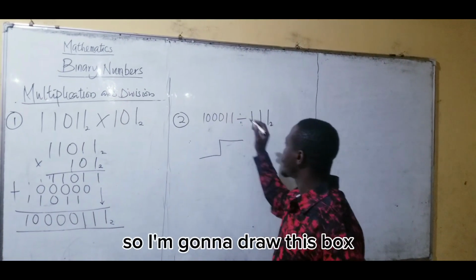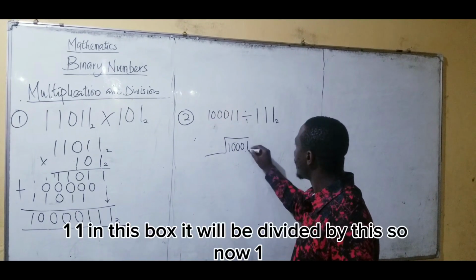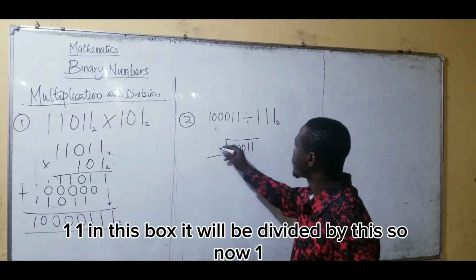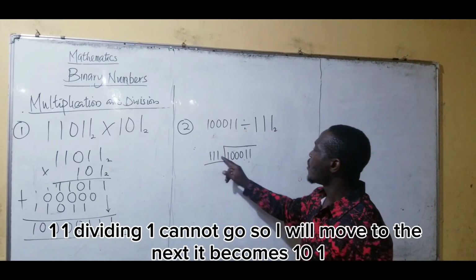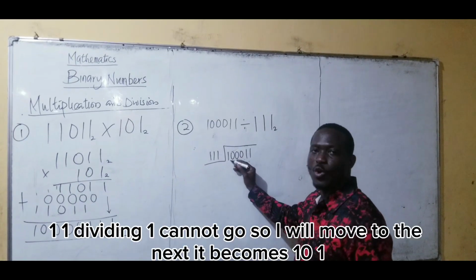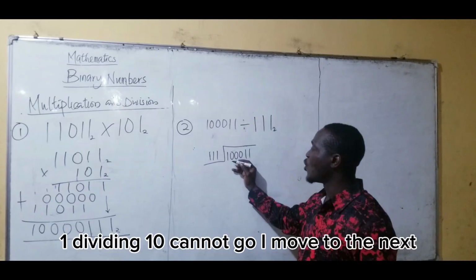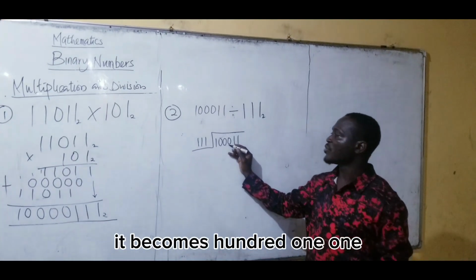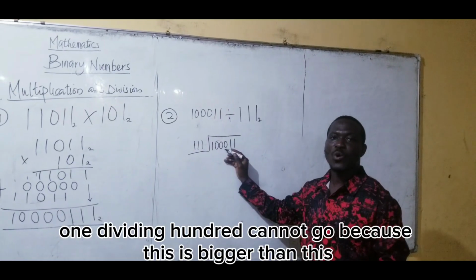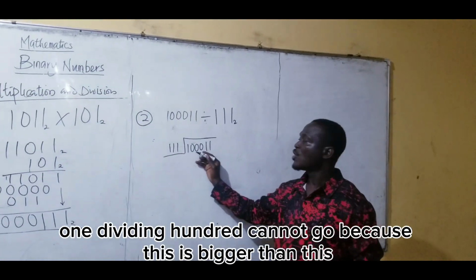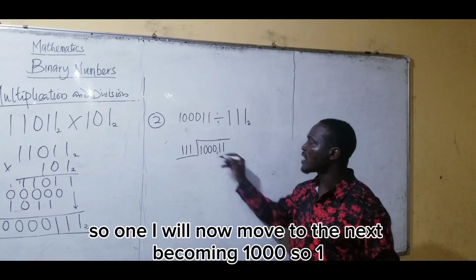So I'm going to draw this box, put this number 100011 in this box. It will be divided by this. So now 111 dividing 1 cannot go. So I will move to the next. It becomes 10. 111 dividing 10 cannot go. I move to the next. It becomes 100. 111 dividing 100 cannot go because this is bigger than this. So I will now move to the next, becoming 1000.